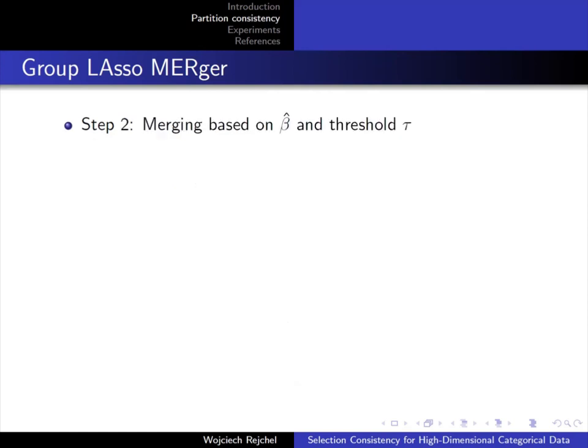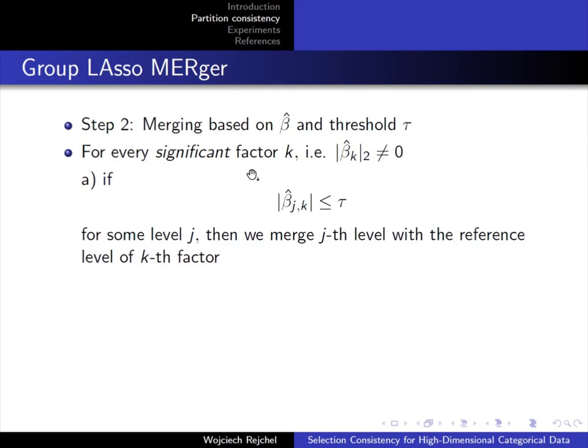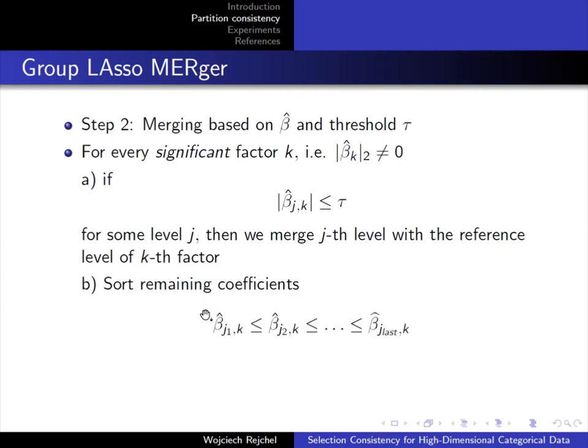Assume that you have your group lasso estimator. Then we are doing merging. We take this estimator, and we take some threshold tau, a fixed number. Later I will tell you something about this threshold. First you discard irrelevant factors, which are zero. You take only significant ones, and you try to merge their levels. I mean, take the factor number k and first check which coordinates are small, smaller than tau in absolute value. These levels should be merged with the reference level. And the remaining levels should be ordered from the least to the greatest.